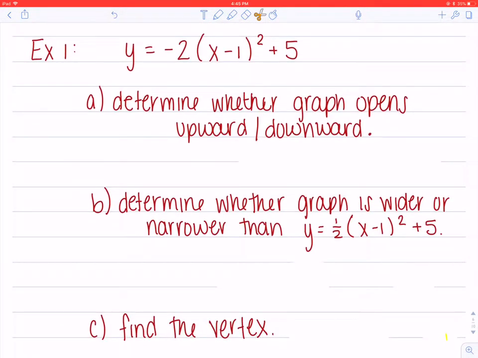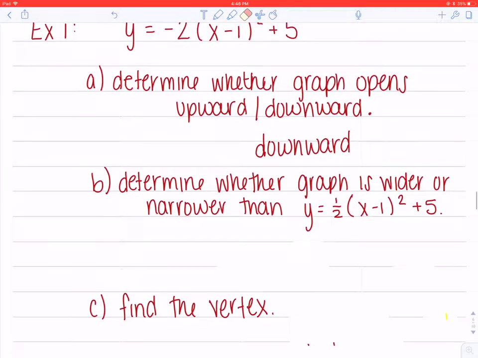So here's our first example. We're given the equation y equals -2(x minus 1) squared plus 5. If you notice, that is already in vertex form. So step 1 asks to determine whether the graph opens upward or downward. Well, because a, -2, is negative, I can see that the graph opens downward. That means it's going to be flipped upside down.